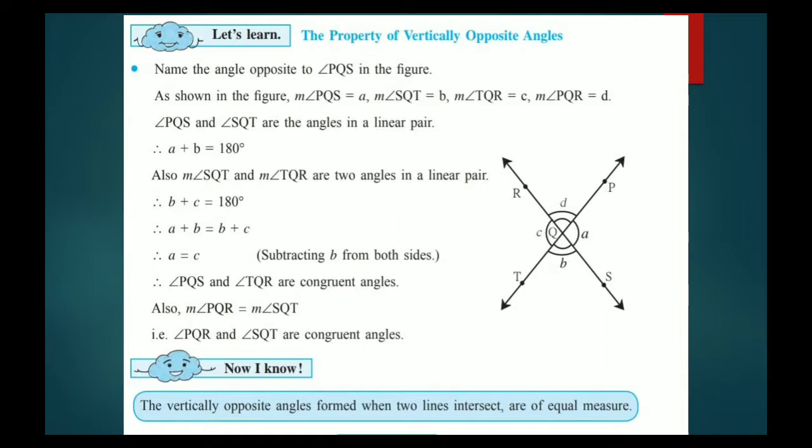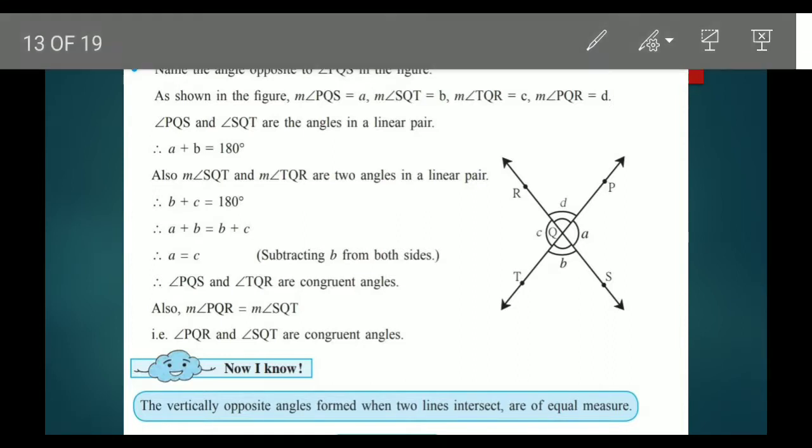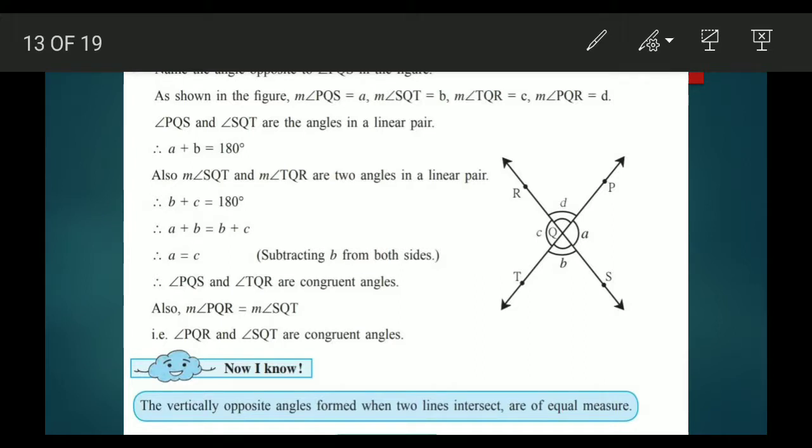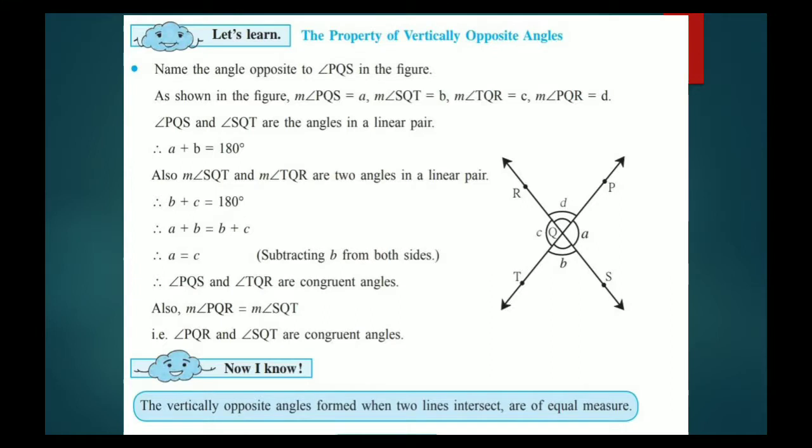Properties of vertically opposite angles. Vertically opposite angles formed when two lines intersect are of equal measure. Means what? Both the rays are intersecting at a common point here.